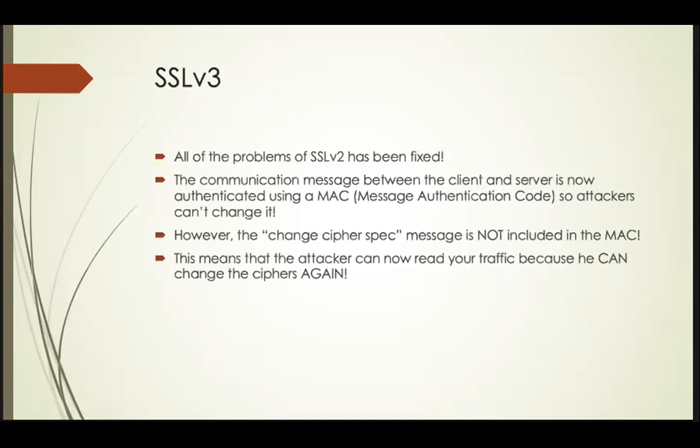Okay, so let's go to SSL version 3. Now, all of the problems of SSL version 2 have been fixed in SSL version 3. However, the communication between the client and the server is now authenticated using a MAC, which is a message authentication code. So attackers can't really change it, which is good. Nevertheless, the change cipherspec message is not actually included in the MAC, which means that attackers can now read your traffic because they can change the ciphers again. Now, more will be explained on the next slide. So let's go to that.